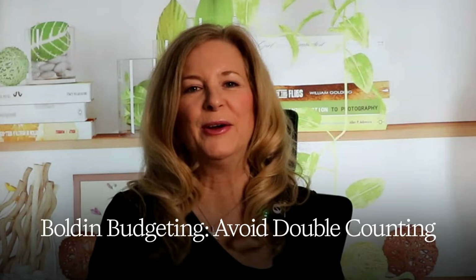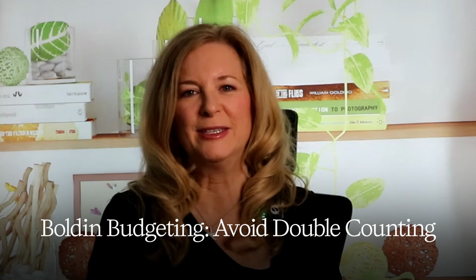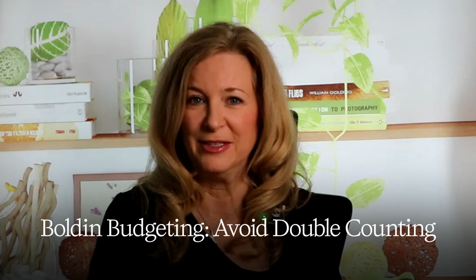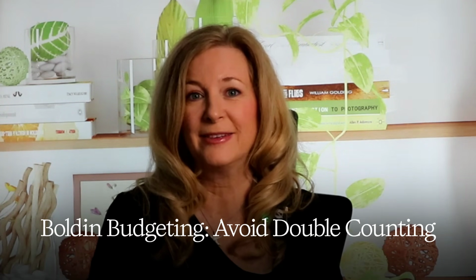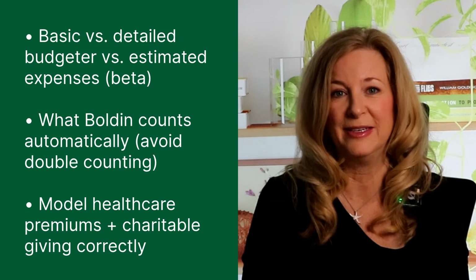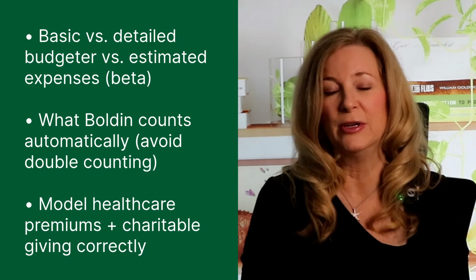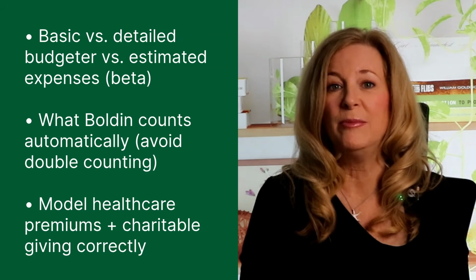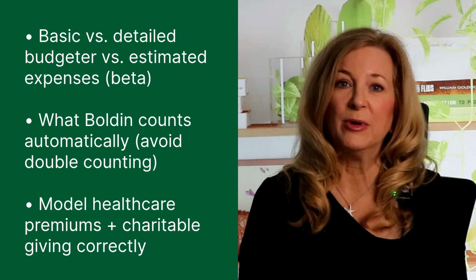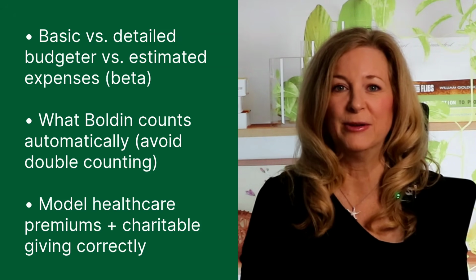In today's video, I'm going to review budgeting and expenses in the Boldin Planner and answer some very specific questions users frequently ask. Am I double counting expenses? Should I use basic or detailed budgeter or the new estimated expenses in beta? What expenses does Boldin include automatically? How do I model healthcare premiums correctly? How do I model charitable giving properly to help reduce my adjusted gross income?